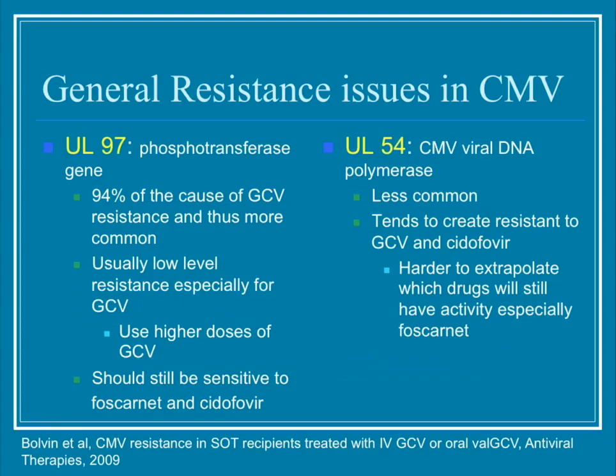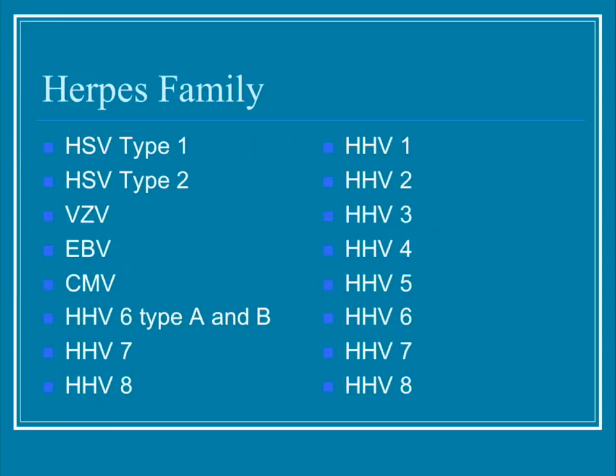Talk about resistance issues, UL97, UL54. As you can tell, with UL97, usually low level resistance. You can try to overwhelm the system with high dose ganciclovir or the utilization of foscarnet or cidofovir. For UL54, this is less common, thankfully, and very hard to extrapolate. For our lab, we actually use more of a phenotypic type of resistance panel. It just comes back saying sensitive or resistant.